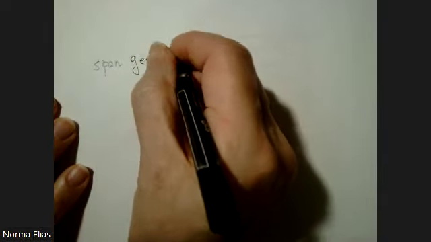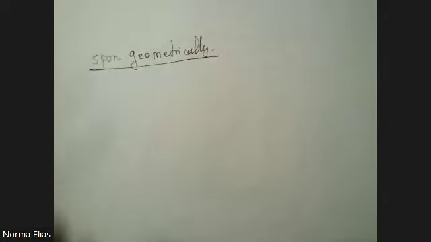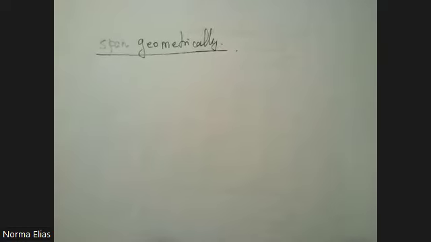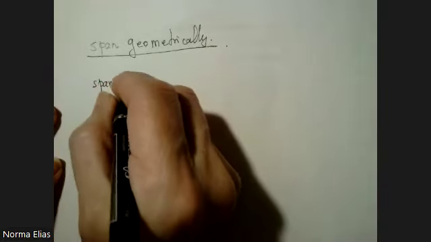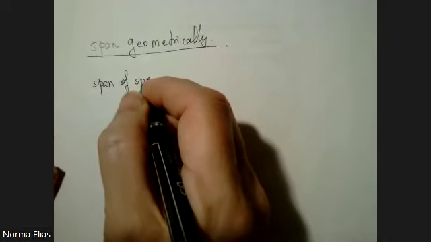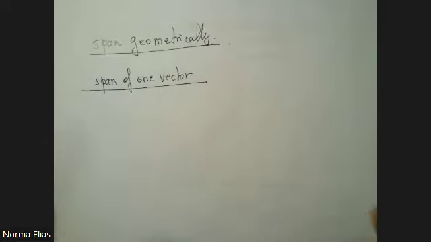Span a little bit geometrically. Okay, we're going to try to understand the span geometrically. So I start with the span of one vector, and then I move on to 2 vectors, and I will touch upon 3 vectors probably next time. All right, so first, span of one vector. So what's the span of one vector?